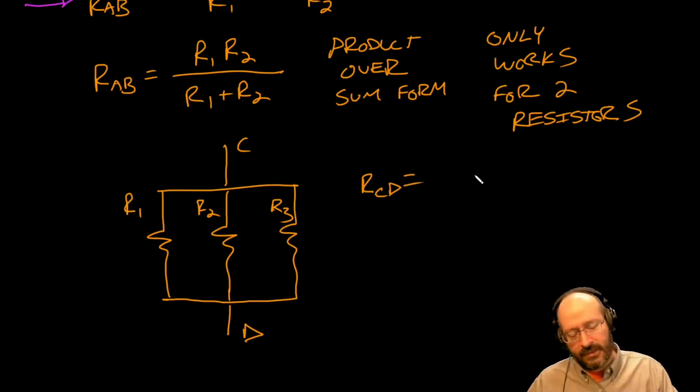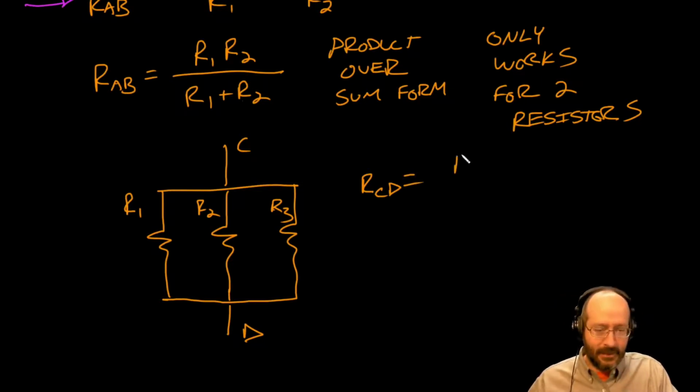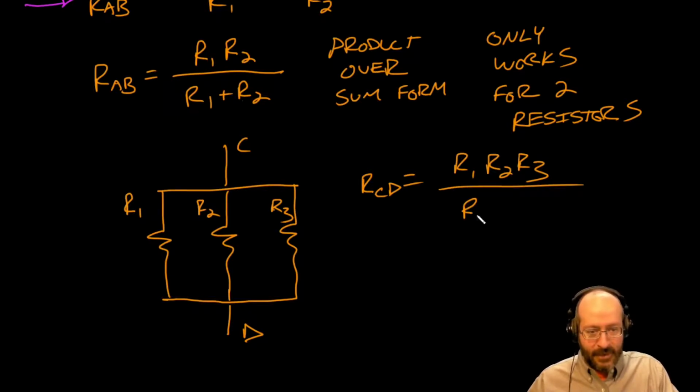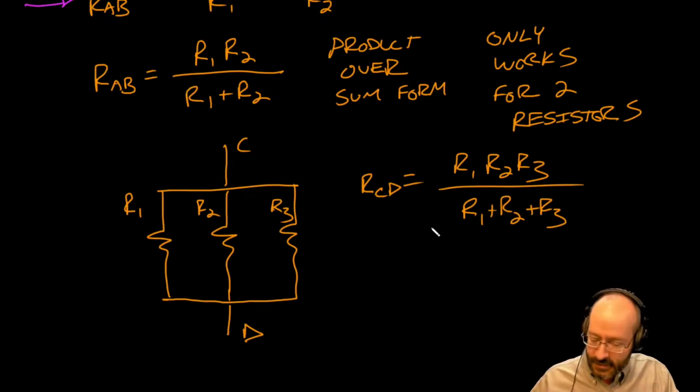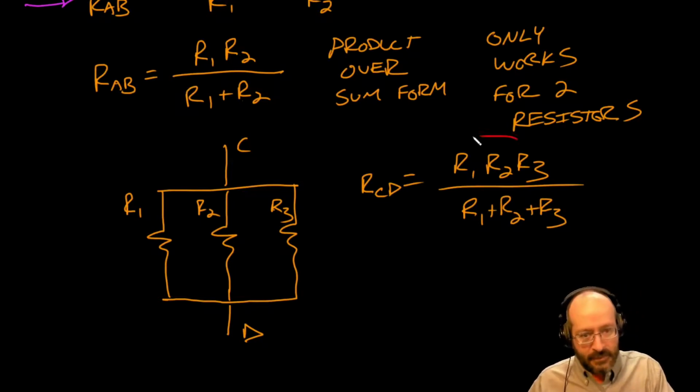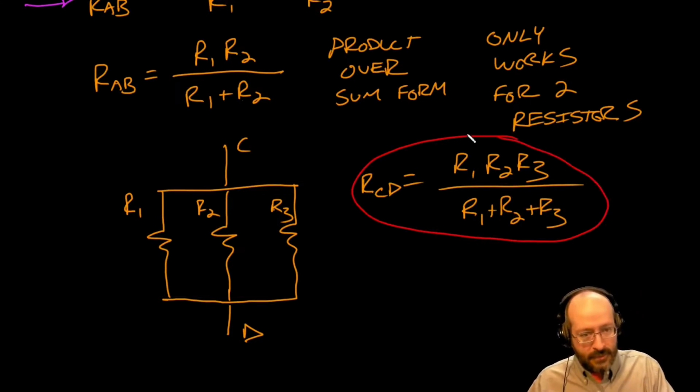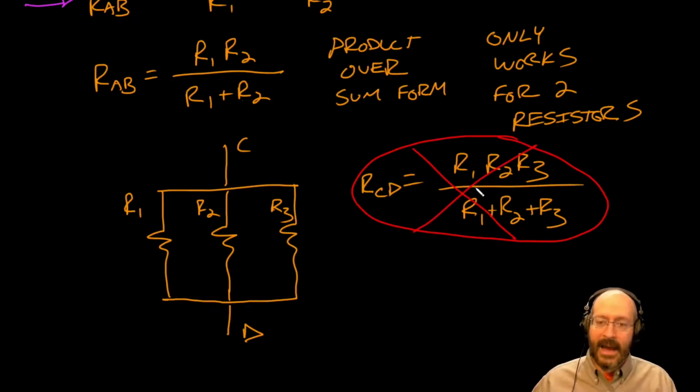I know what to do with this. The resistance between C and D is R1, R2, R3 over R1 plus R2 plus R3. Go back and talk to your algebra teacher because you should get your money back. Don't do this. Okay? Bad, bad, bad. Not mathematically equivalent.